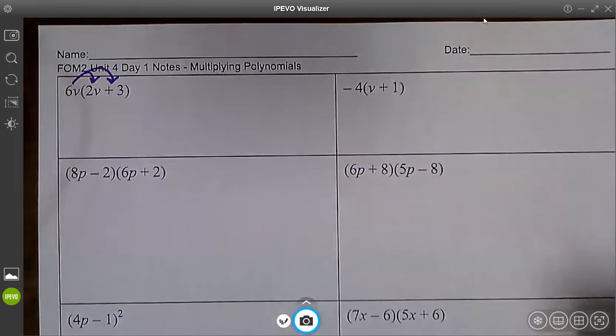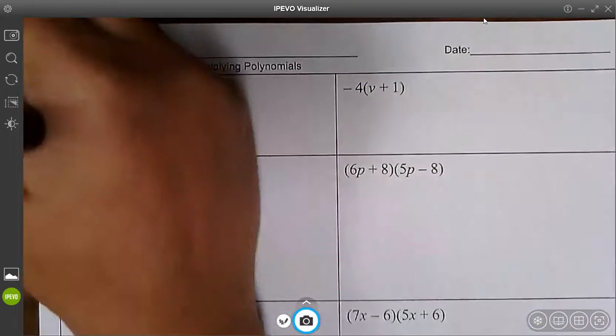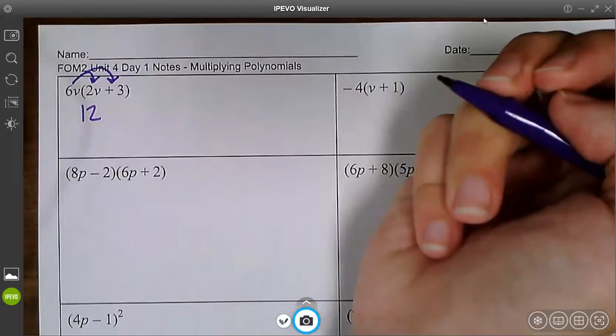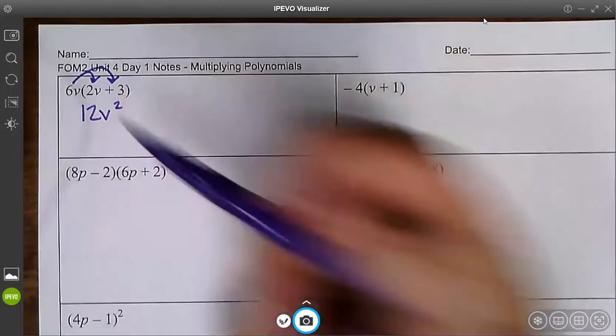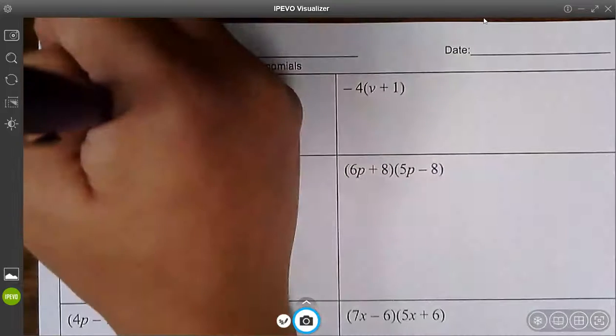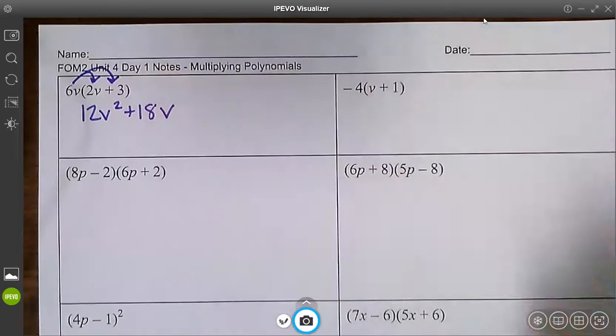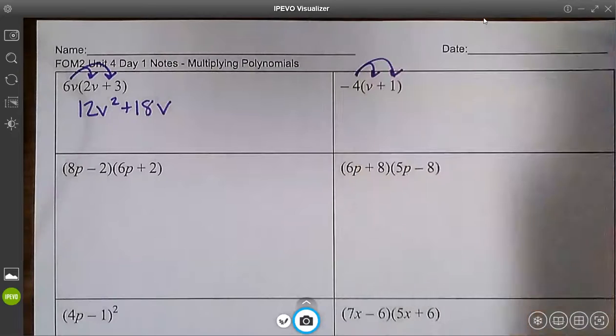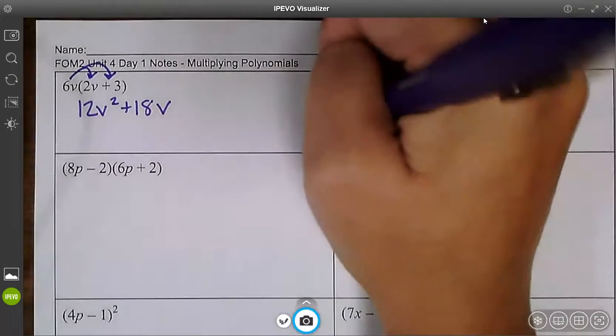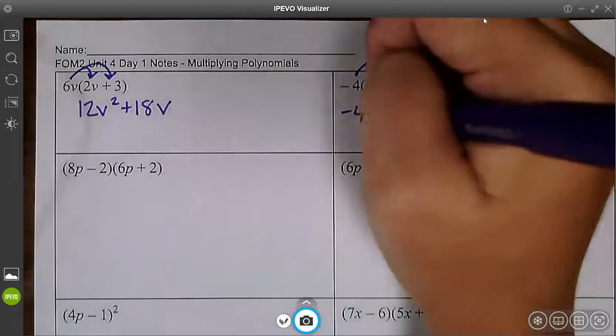6v times 2v, 6 times 2 is 12. V times v, multiply like bases, add exponents, is v squared. And 6v times 3, 6 times 3 is 18. And we only have the 1v. The next one, negative 4 times v is negative 4v. Negative 4 times 1 is negative 4.